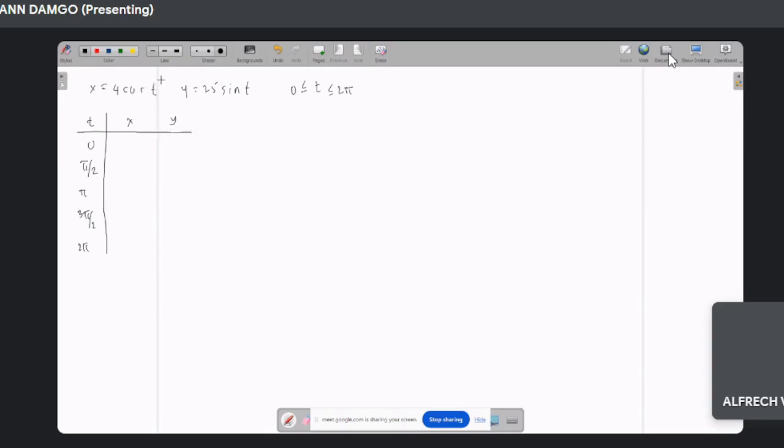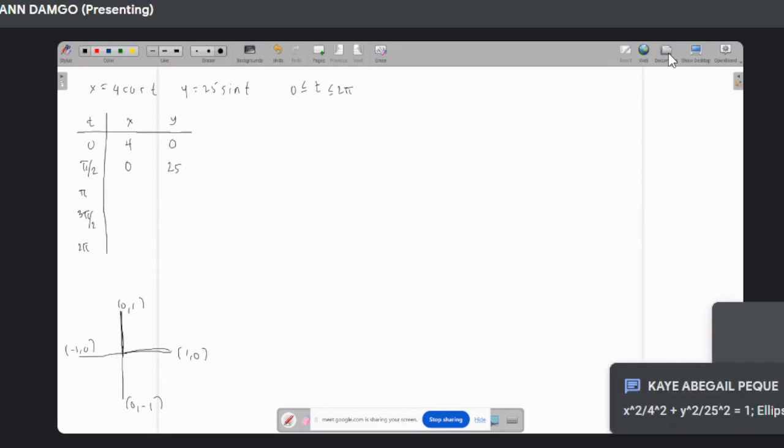So, when t is 0, let's go back to the graph here. We have 0 here. This is 1, 0, 0, 1, negative 1, 0, and then 0, negative 1. So, when t is 0, this is 1, 0, so we have 4, 0. When t is pi over 2, it is on this side. So we have 0, 1. So 1 times 25, we have 25.